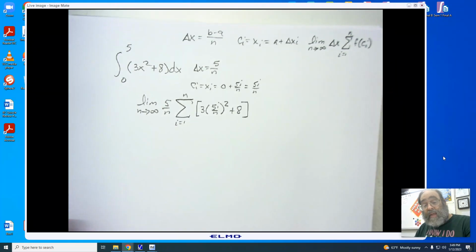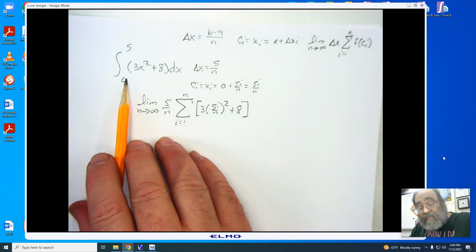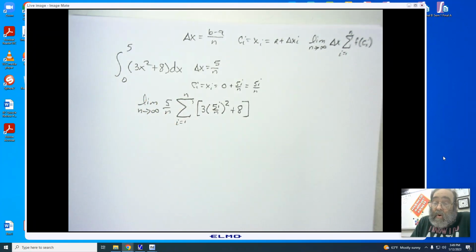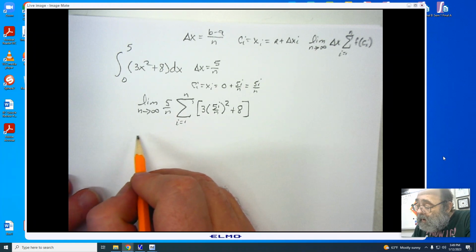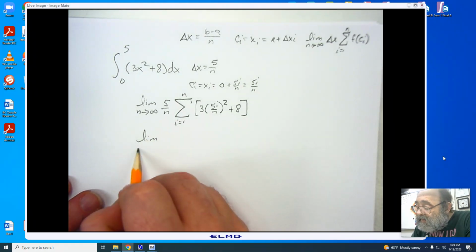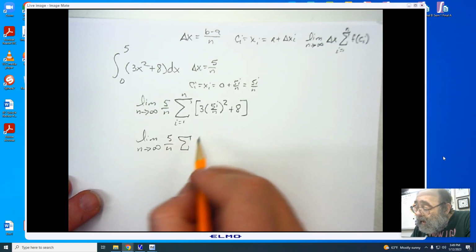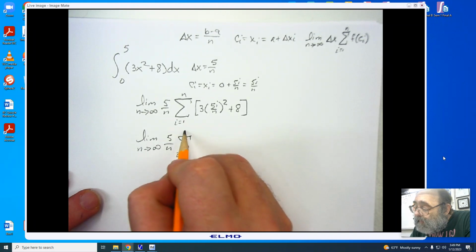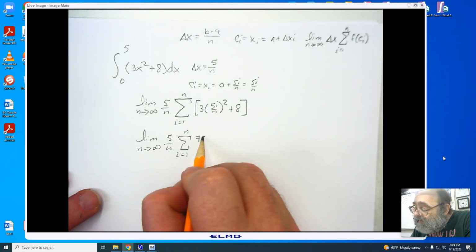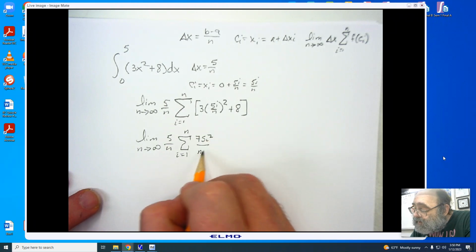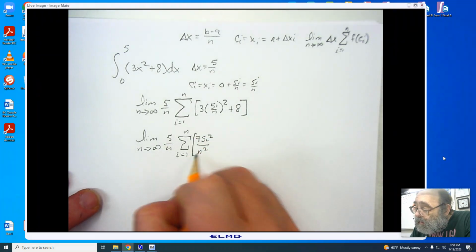Notice this is a little bit easier than some of the problems we've already done because there is no a value except 0. When we have an a value of 0, we're just left with a monomial. But if a is anything other than 0, we have a binomial and are forced to FOIL. Let's go ahead and continue. The limit as n approaches infinity of 5 over n times the summation, and this is going to give me 25 times 3 is 75i squared over n squared, plus 8.